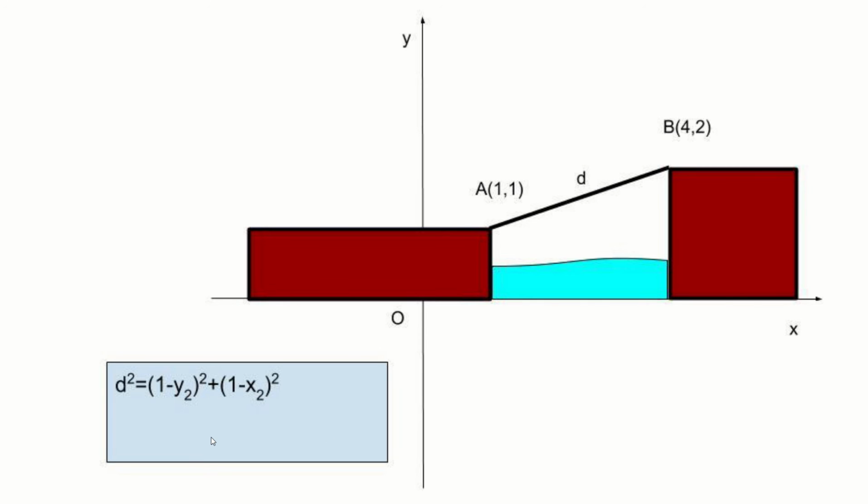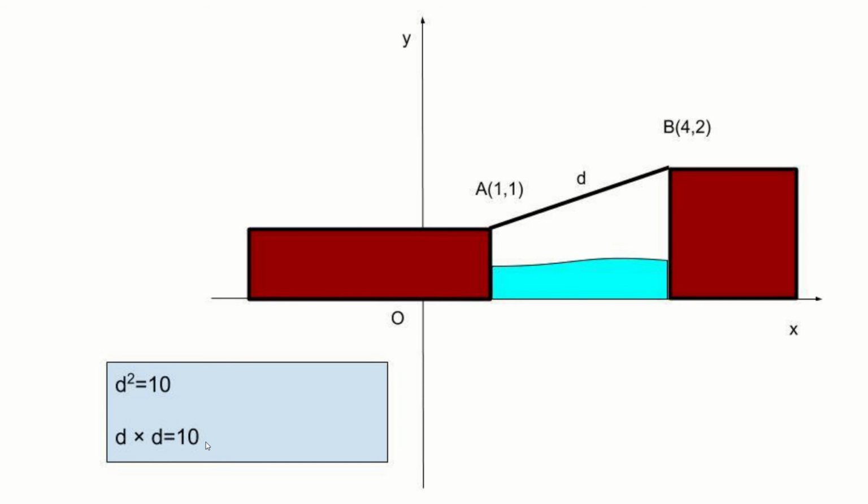Okay, and we will replace it in the formula. So we have here (1 minus 4) squared, and here y2 is 2, (1 minus 2) squared. 1 minus 2 is negative 1, 1 minus 4 is negative 3. Negative 1 times negative 1 is 1. Negative 3 times negative 3 is 9. And then d squared is 10. Okay, so we have to find the number d that multiplied with itself makes 10.